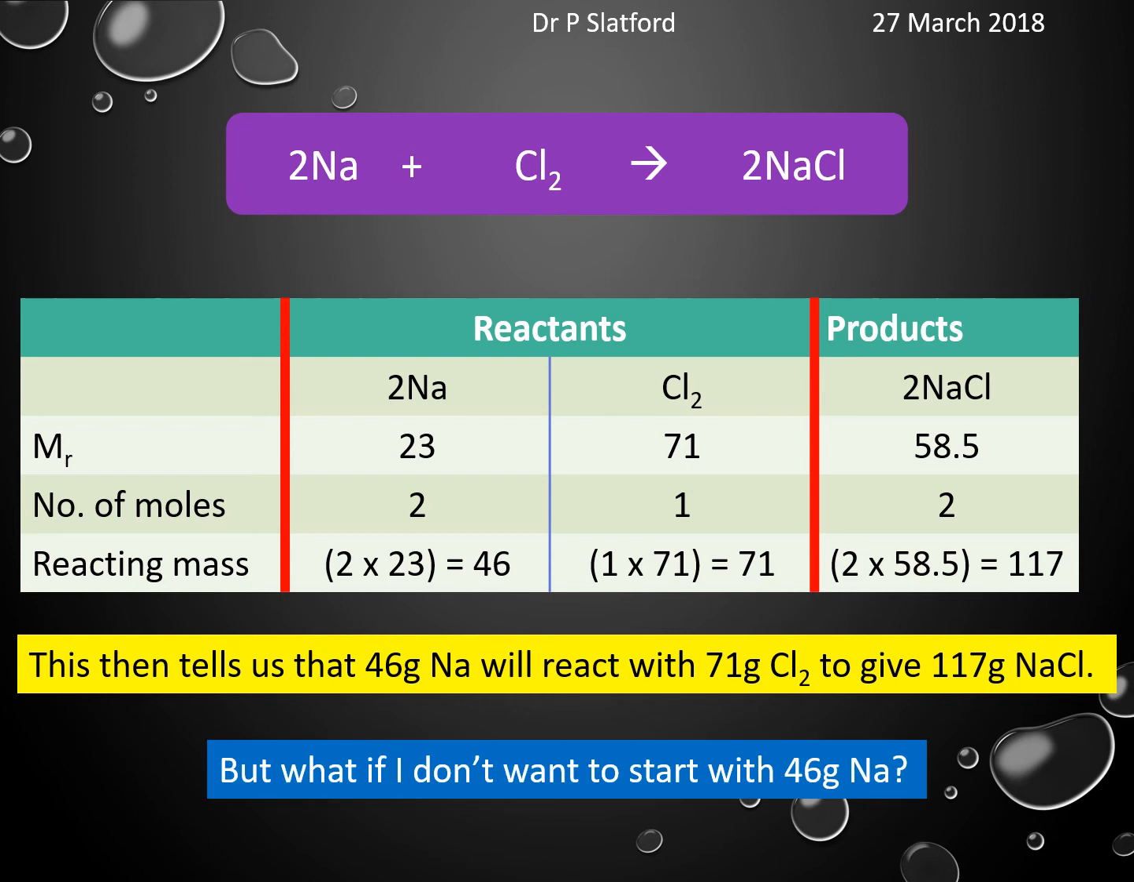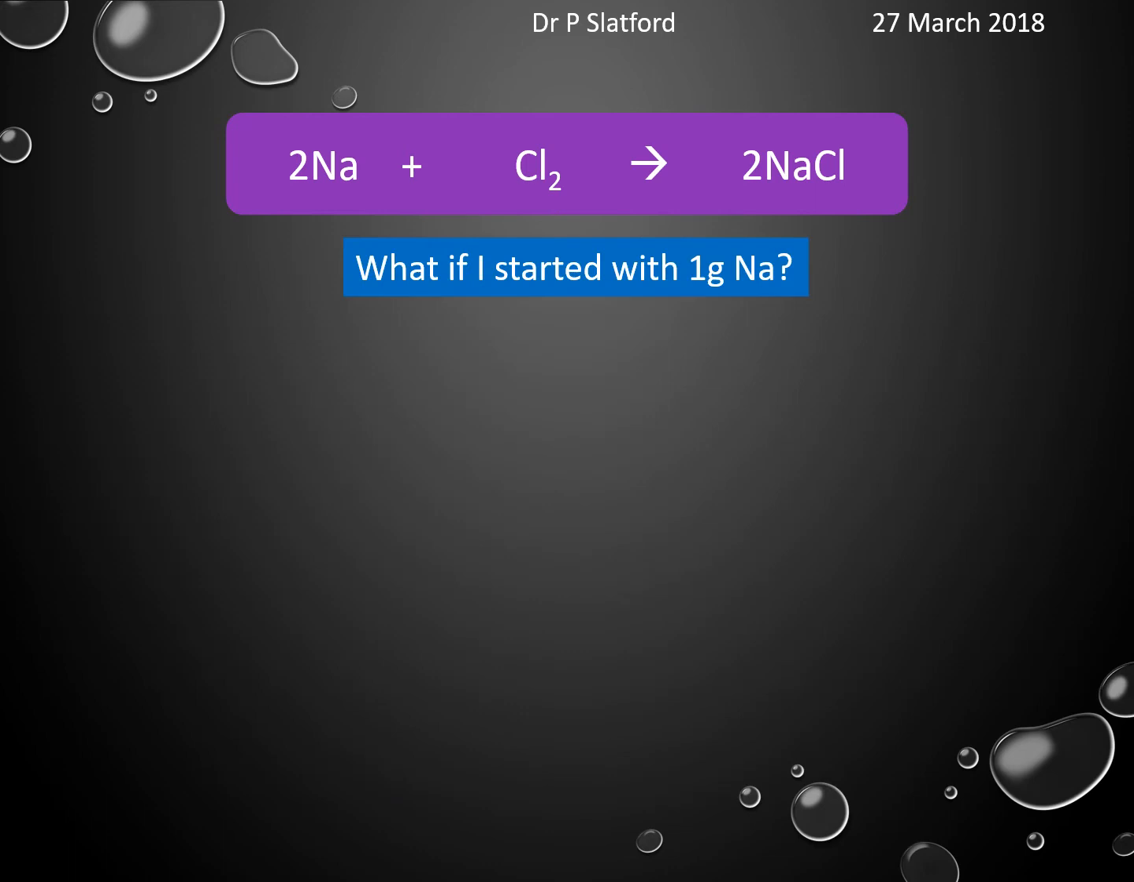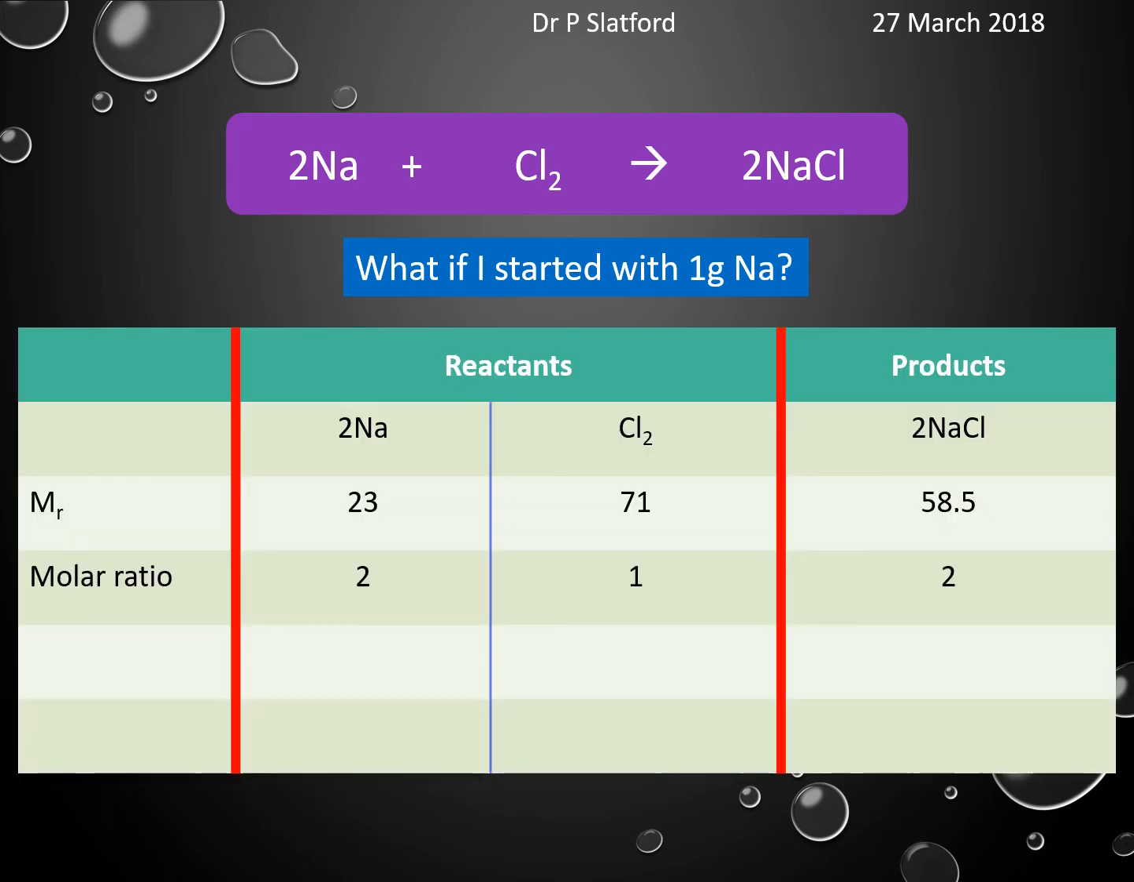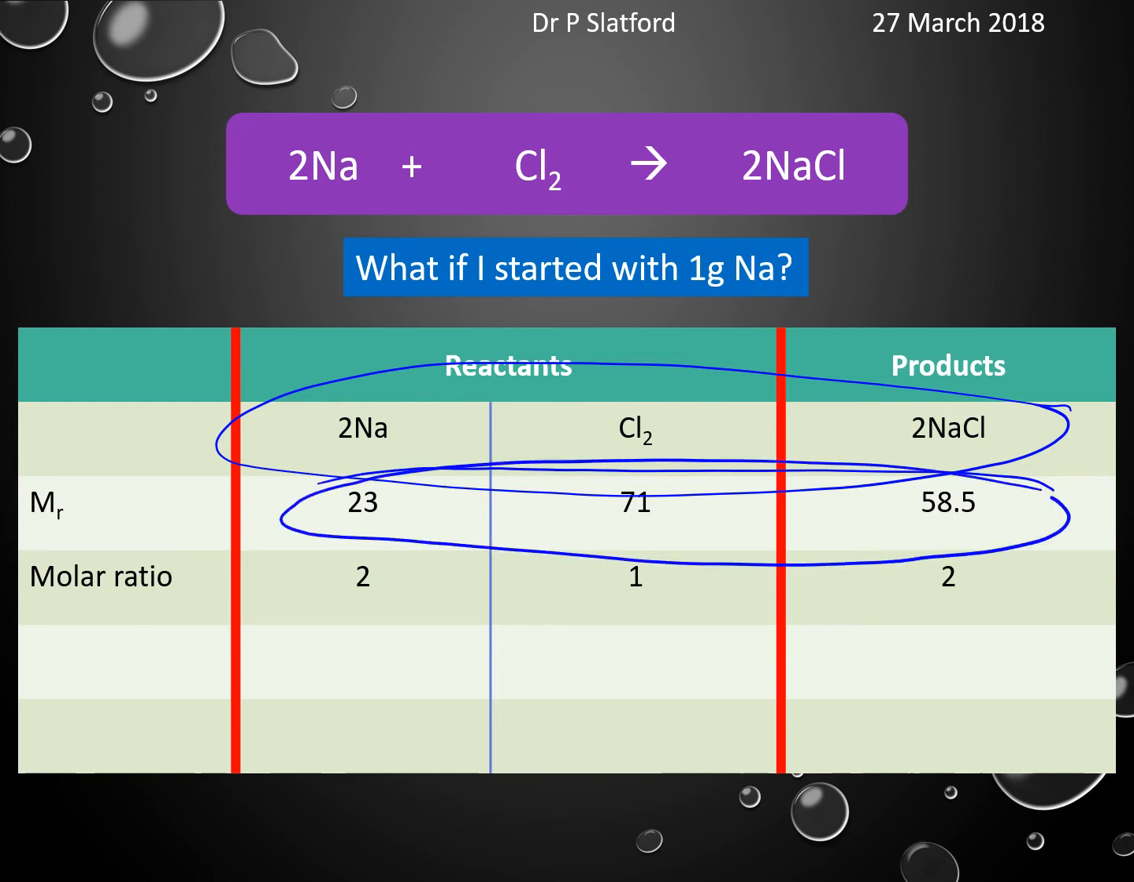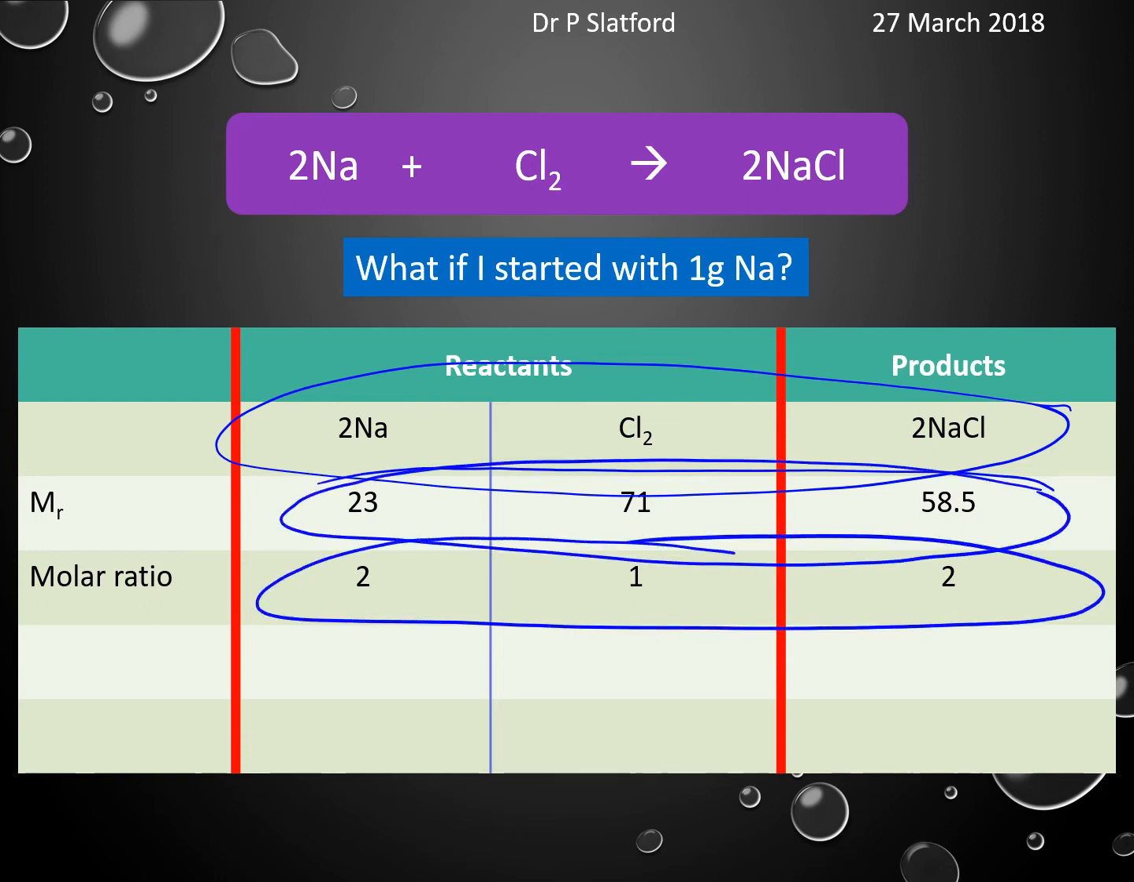But what if I don't want to react 46 grams of sodium? What if I started with 1 gram? Well, I could, in theory, just divide everything by 46 to get 1. Or if I haven't already done that equation, I'm going to show you another way of doing it. So again, I'm going to start with a table. And this table is exactly the same so far as the start of the previous table. So I've got my equation, I've got my molar ratios and my relative formula mass written down there.